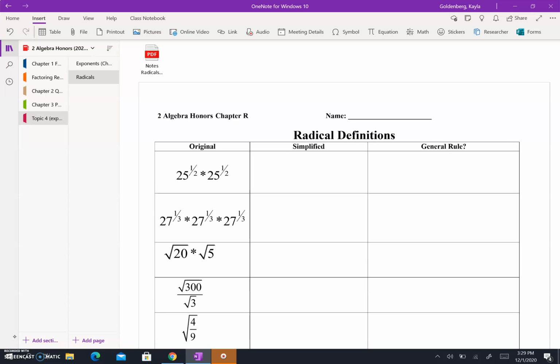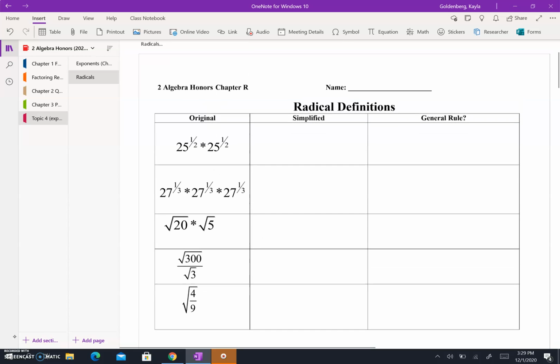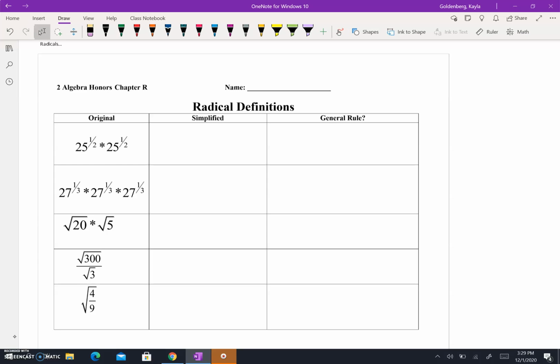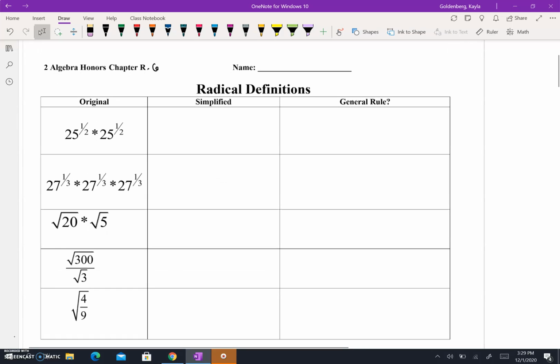Similar to how we made an exponent rule chart, we're going to make a nice organized rule chart for our radicals. So feel free to print this out if you would like to, or to do it in your notebook, whatever is easiest. And this is also chapter R, I believe chapter R.6. So that is in the review chapter of the textbook, but we are touching on it now because it was a good timing in the calendar.